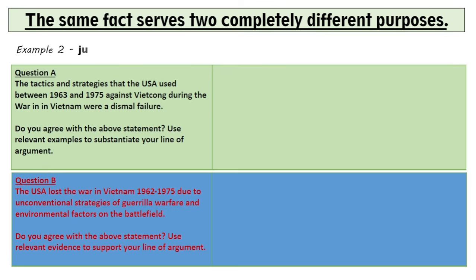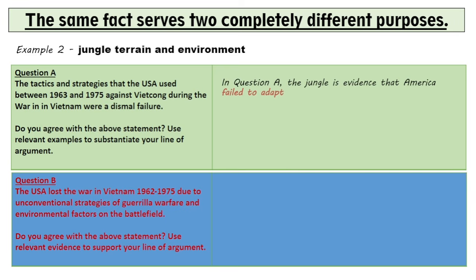Take the jungle terrain and environment as a second example. In question A, the jungle is evidence that America failed to adapt its strategies to the battlefield.